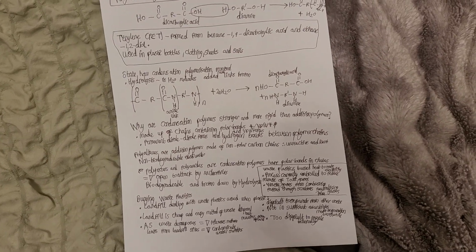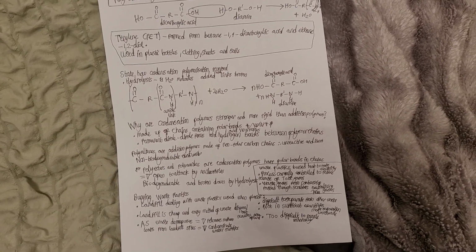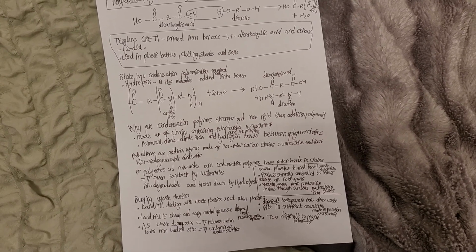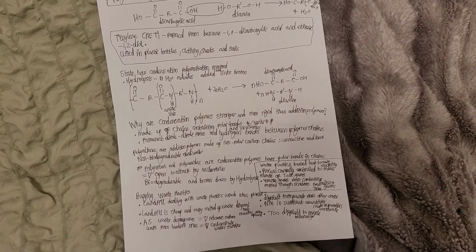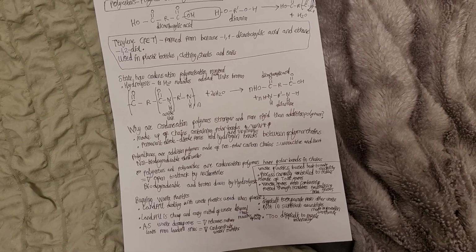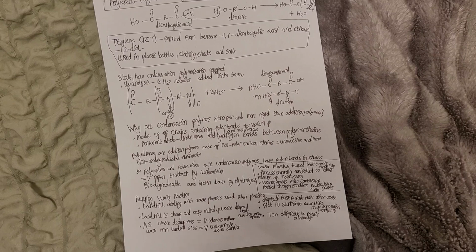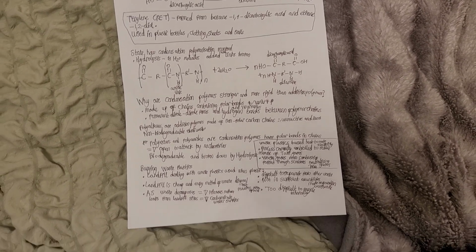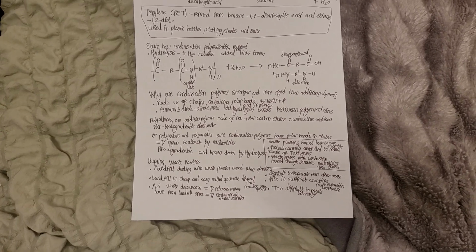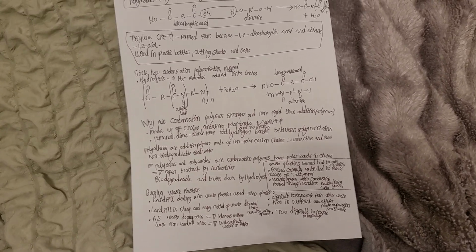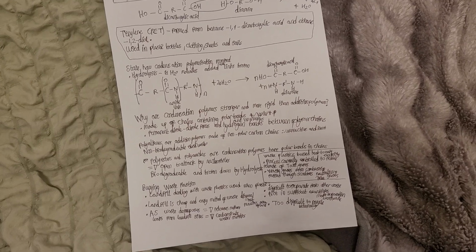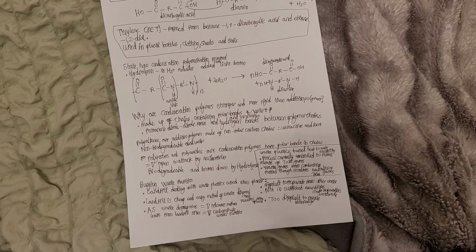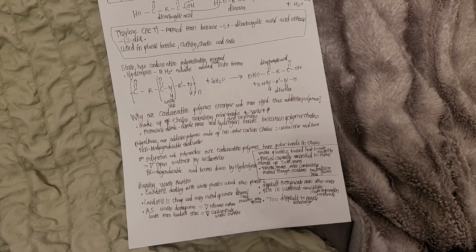Why are condensation polymers stronger and more rigid than addition polymers? They're made up of chains containing polar bonds, with van der Waals forces, permanent dipole-dipole forces, and hydrogen bonds between the polymer chains. Polyalkenes are addition polymers made of non-polar carbon chains, therefore they're unreactive and inert, therefore non-biodegradable. Polyesters and polyamides are condensation polymers. They have polar bonds in their chains and are open to attack by nucleophiles. They're biodegradable and broken down by hydrolysis.